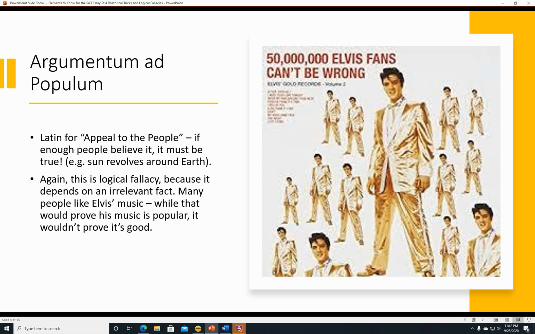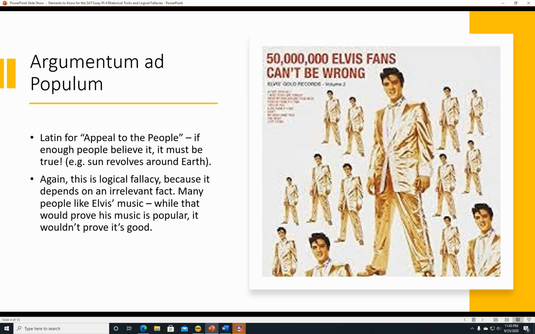Obviously, Elvis fans would be the authorities on what they like. But I'm sure there are lots of ways you could judge music that I'm not an authority on, which would say, no, Elvis is okay, but he's not that great. Anyway, it's a logical fallacy because it depends on an irrelevant fact. Many people like Elvis's music. While that would prove his music is popular, that doesn't really prove it's good, especially because the goodness or badness of music is very subjective, and it would really depend on what the standard is for determining goodness or badness of music. So that is the argumentum ad populum.